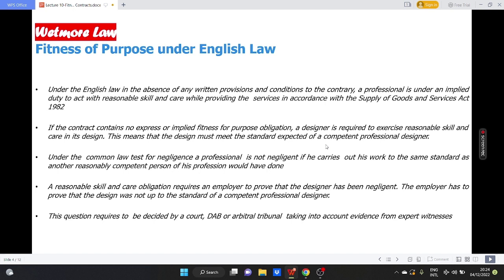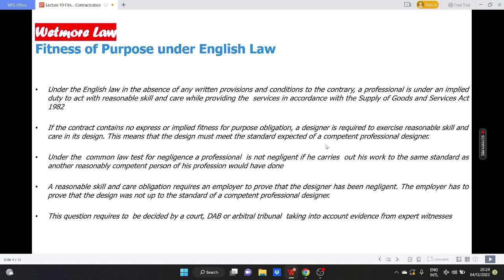If the contract contains no express or implied fitness for purpose obligation, a designer is required to exercise reasonable skill and care in its design. This means that the design must meet the standard expected of a competent professional designer. Under the common law test for negligence, a professional is not negligent if he carries out his work to the same standard as another reasonable, competent person of his profession would have done.